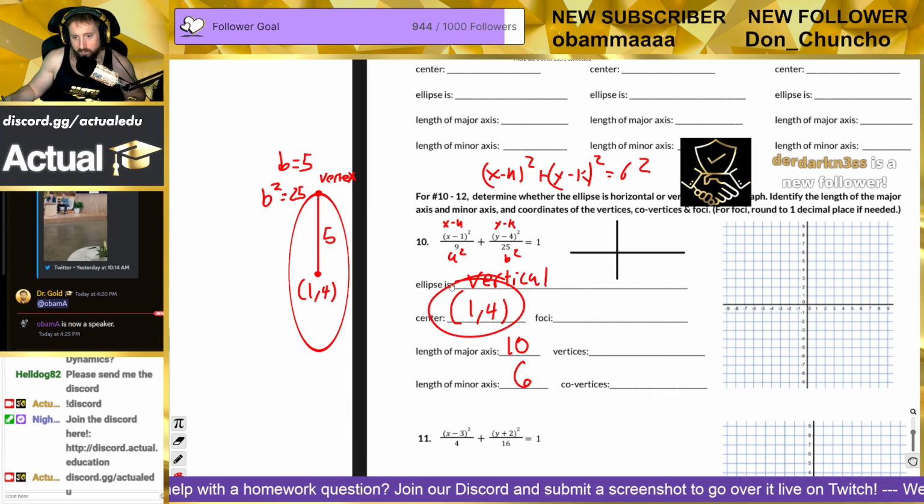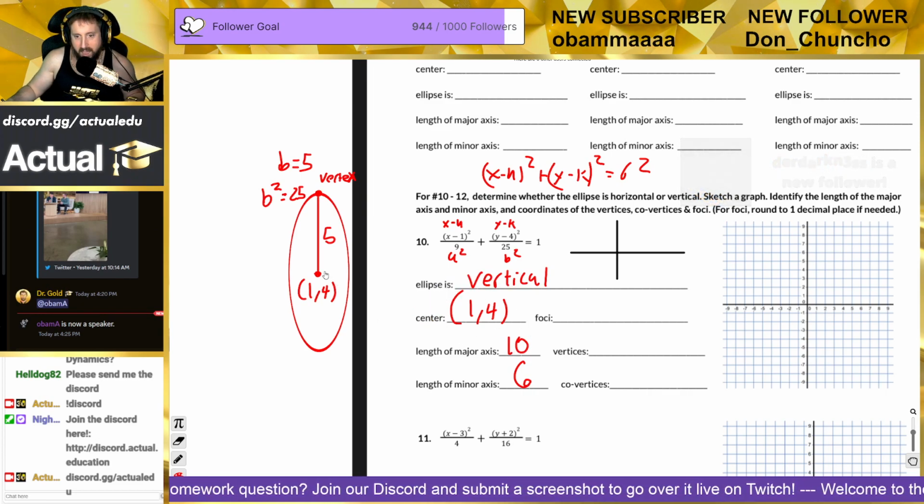The center is at 1, 4, and I know that this thing is going to go up 5 and down 5. So the vertices are asking where is the top point and where is the bottom point of this ellipse. You just add 5 and then subtract 5 and put the coordinates. So what is it going to be?